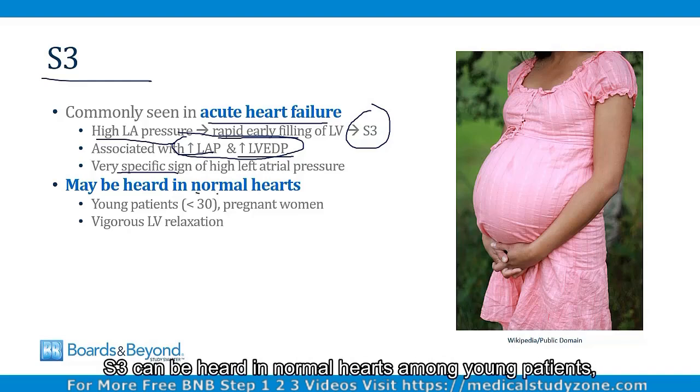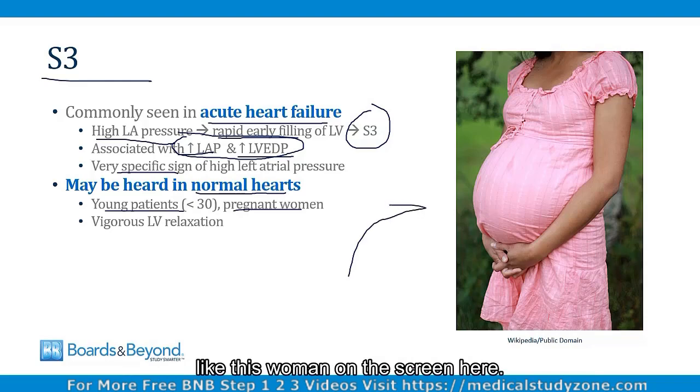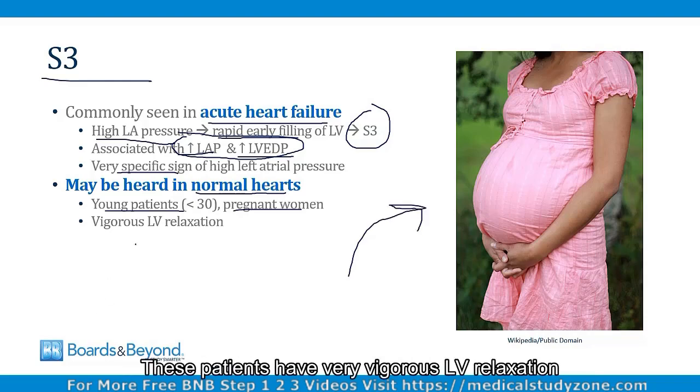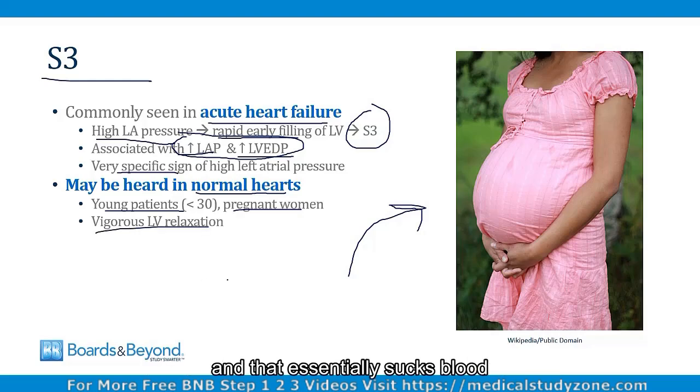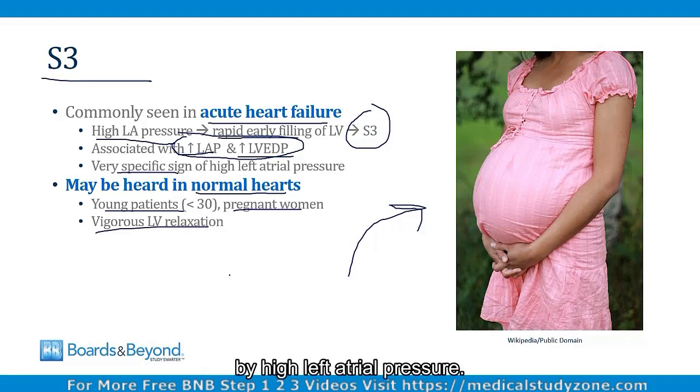S3 can be heard in normal hearts among young patients, especially children or patients under 30, and among women who are pregnant, like this woman on the screen here. These patients have very vigorous LV relaxation, and that essentially sucks blood into the left ventricle from the left atrium, causing it to slam into the wall and make an S3. So in this case, the S3 is not being caused by high left atrial pressure.